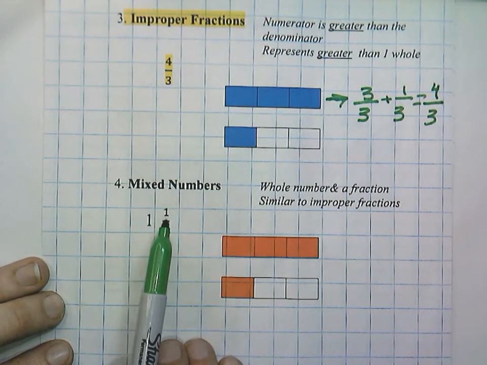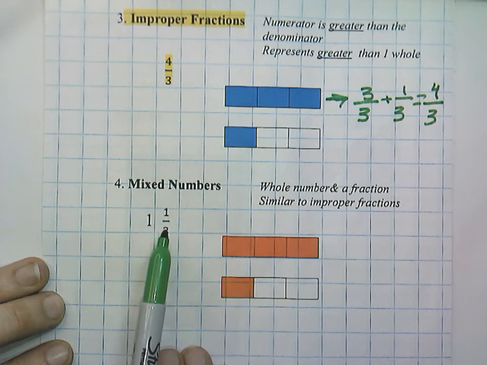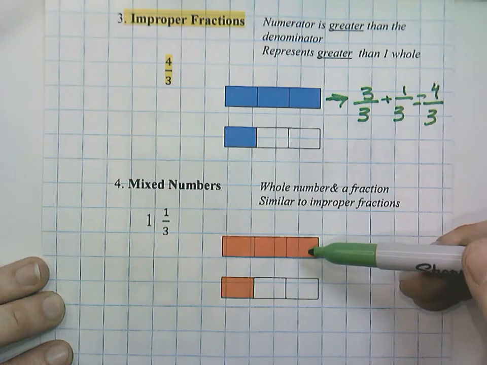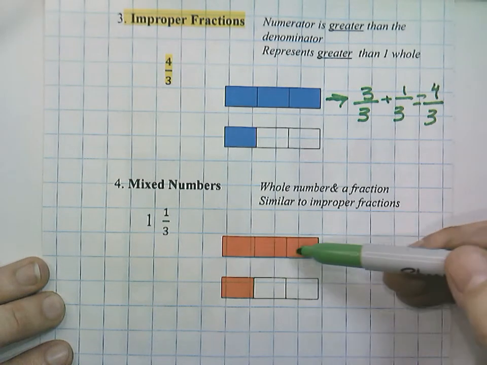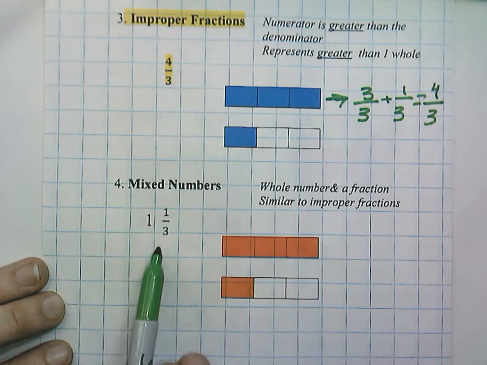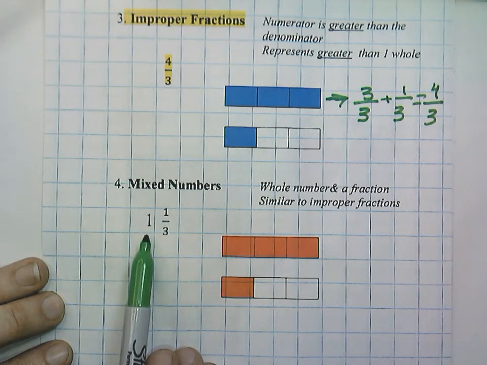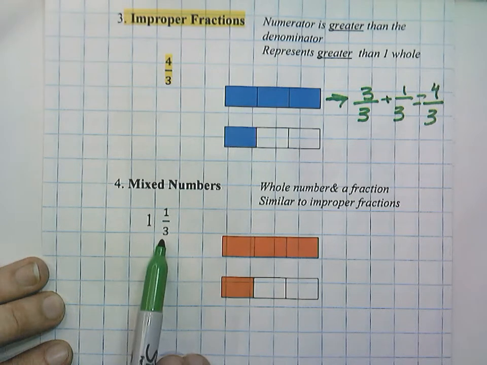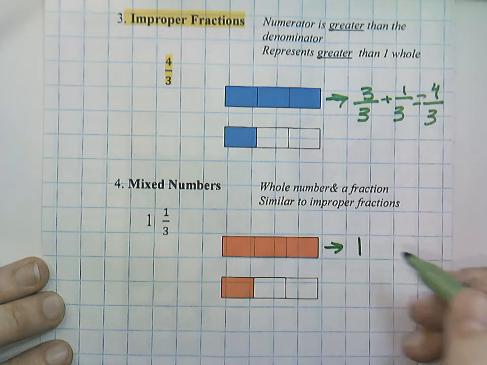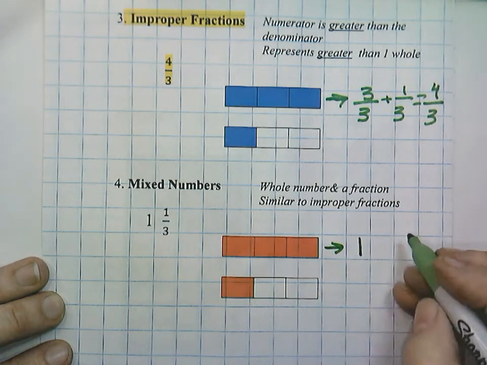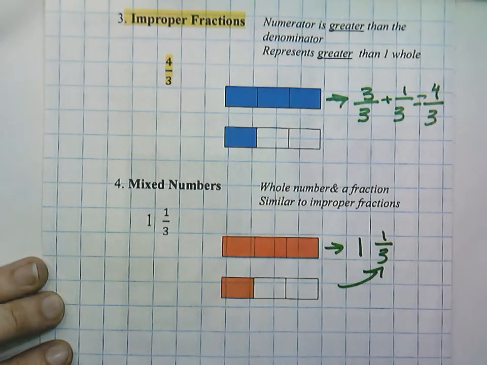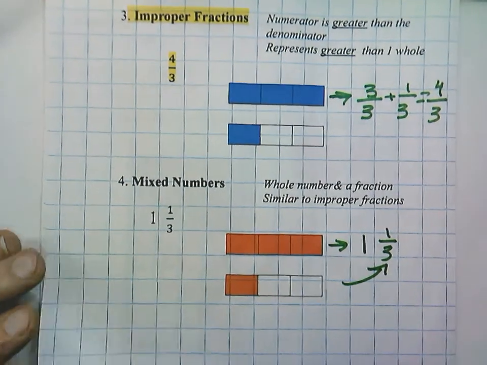And then our last kind of fraction is called a mixed number, which is very similar to an improper fraction, except that we represent one of the ones as a whole number and a fraction. So here's our mixed number. We have a whole number of 1, and then the 1/3 is our fraction. So again, here we have 1 whole, and then this represents our 1/3, and that is called a mixed number.